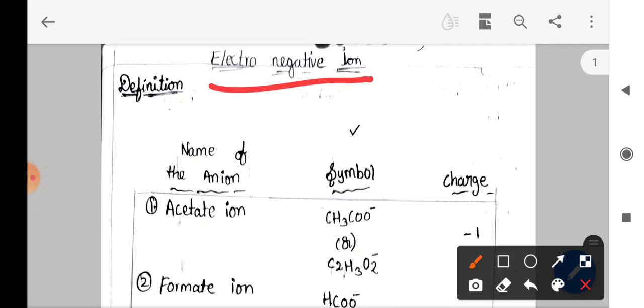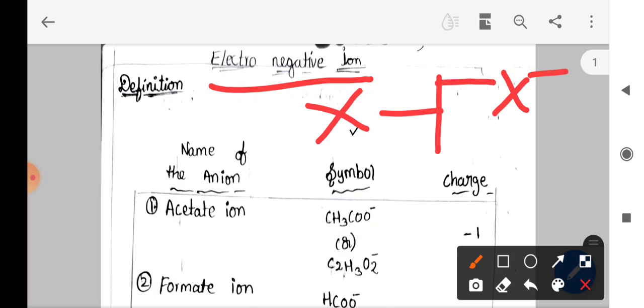Suppose the ion has a positive charge on it, it is known as an electropositive ion. For example, if you take the atom X, and suppose it has a negative charge, it is called an anion or electronegative ion. In the same way, the ion having a positive charge on it is known as a cation.